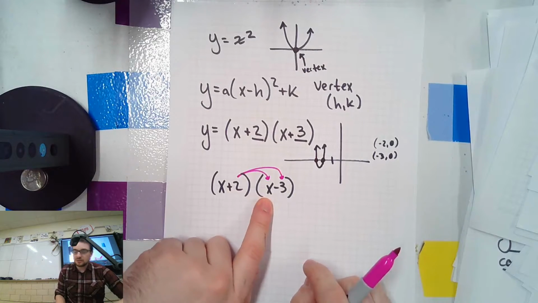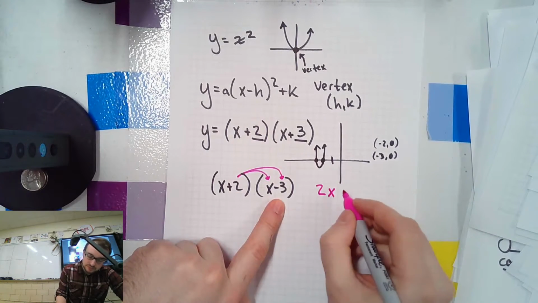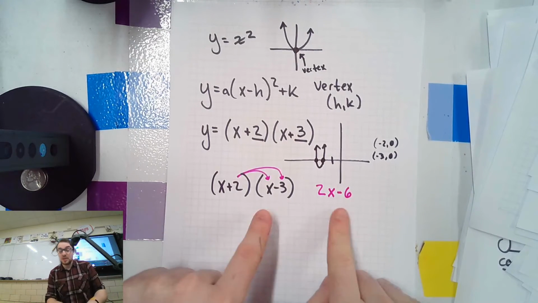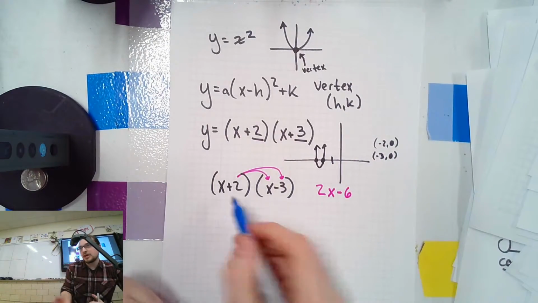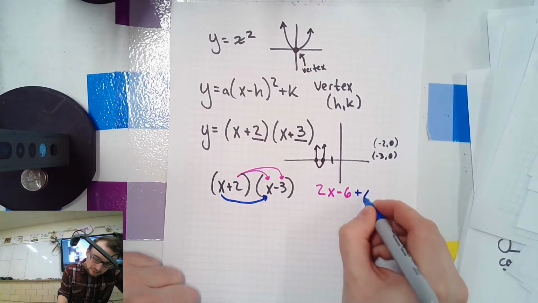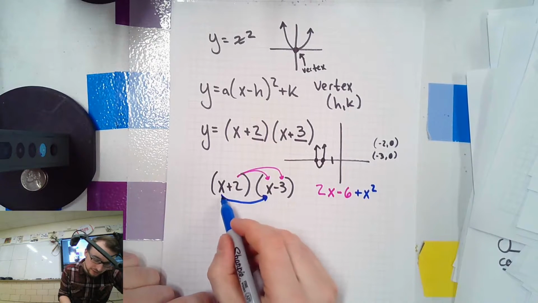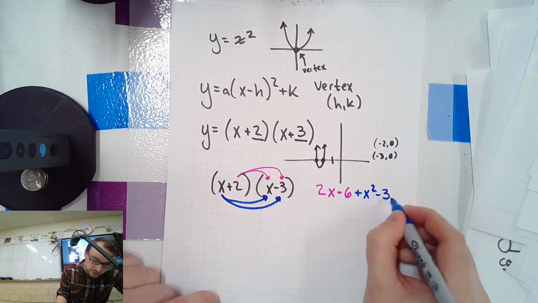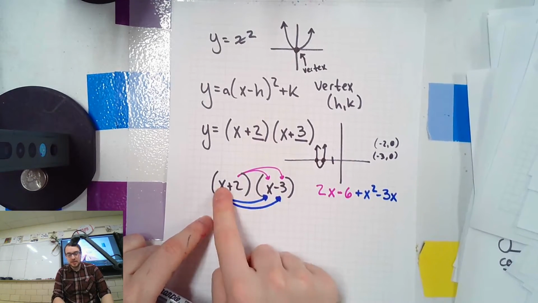Guys, what's 2 times x? 2x. What's 2 times -3? No, sorry. It's -6. Pink, so you know where I got it from, right? Now I get to distribute the x, right? What's x times x? x squared. It's positive, so I do a plus sign. And then what's x times -3? Negative 3x, right? Okay.